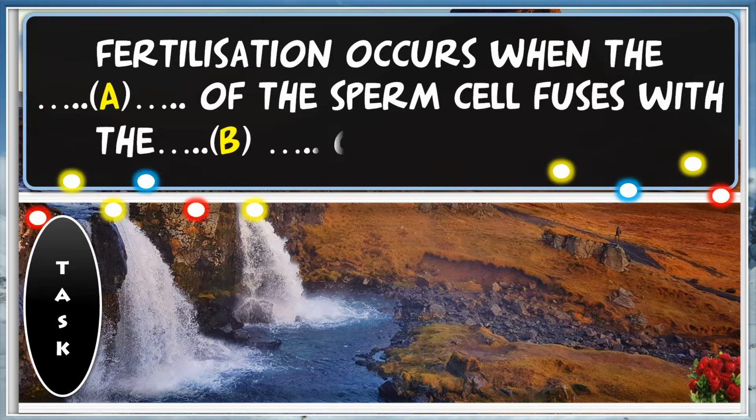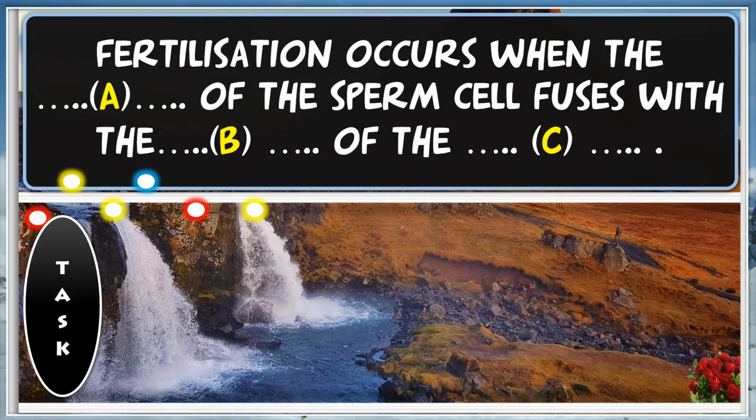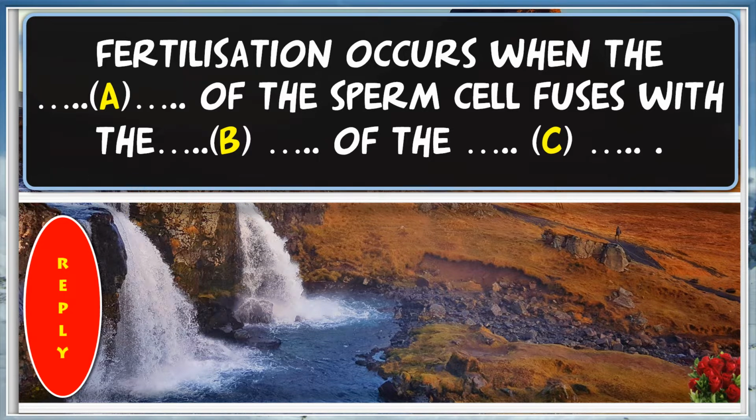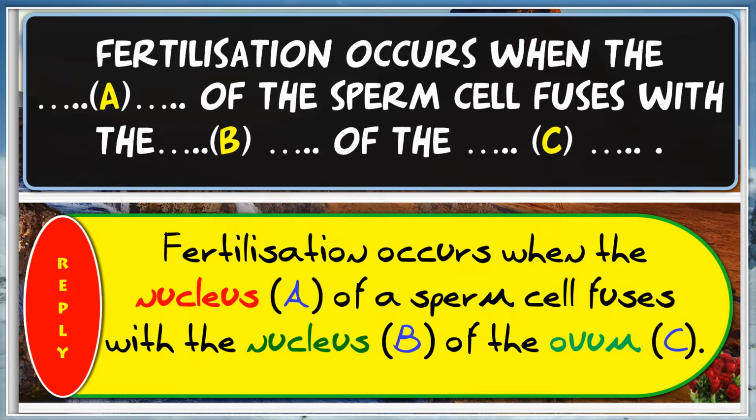Fertilization occurs when the nucleus of a sperm cell fuses with the nucleus of the ovum.